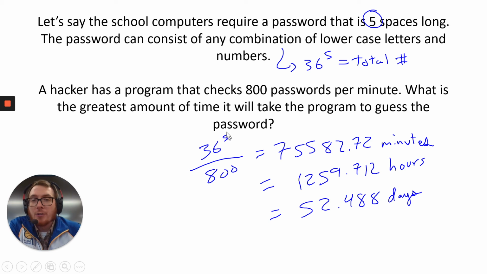Well, first off, there's 36 to the 5th passwords, and then I just divide by 800 to say how many minutes it takes. It takes about 75,000 minutes. Now, that number is a lot, but let's put this in perspective. Dividing by 60 would figure out how many hours, and it's just around 1,200 hours. Divide that by 24, you get 52 days to guess your password correctly. And that would be if it took all the options and guaranteed it.